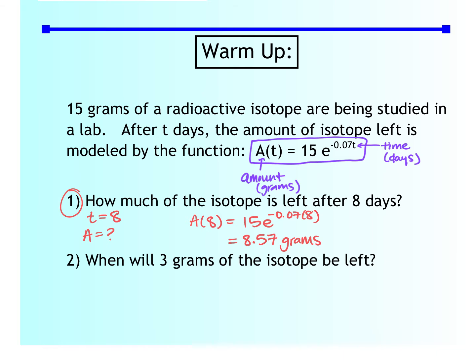We can also use approximations about time. So in the second question here, it asks us when will 3 grams of the isotope be left. So what we're looking for is time. What we know is the amount, 3. So if I plug in 3 for the output, I can solve this for time, T.